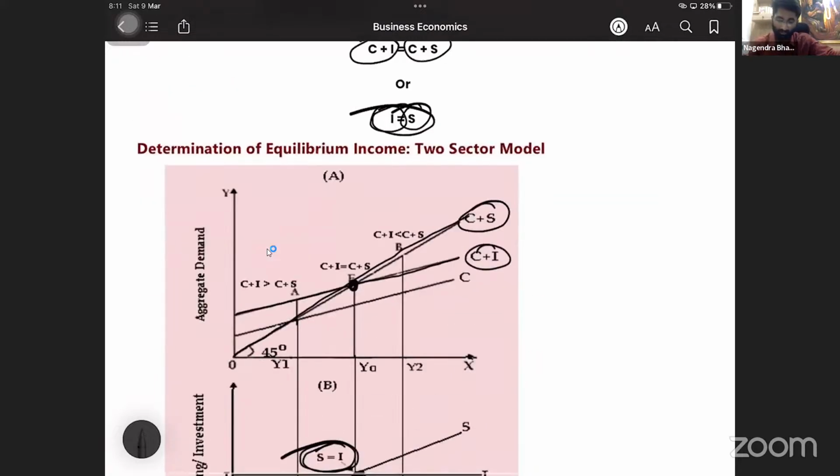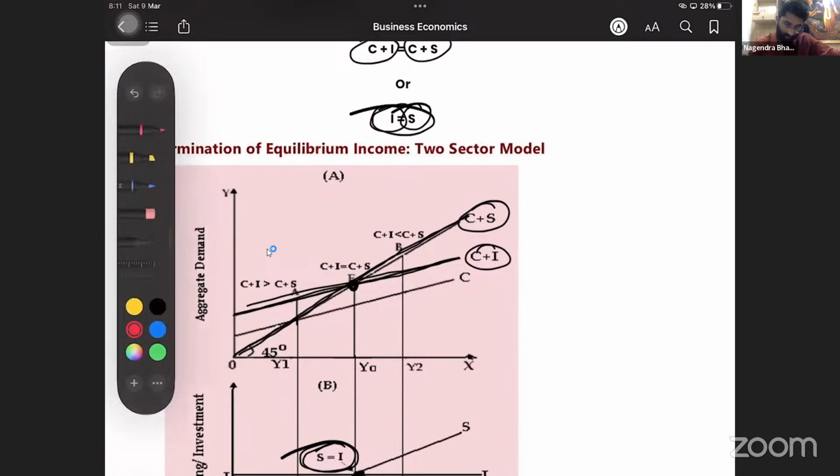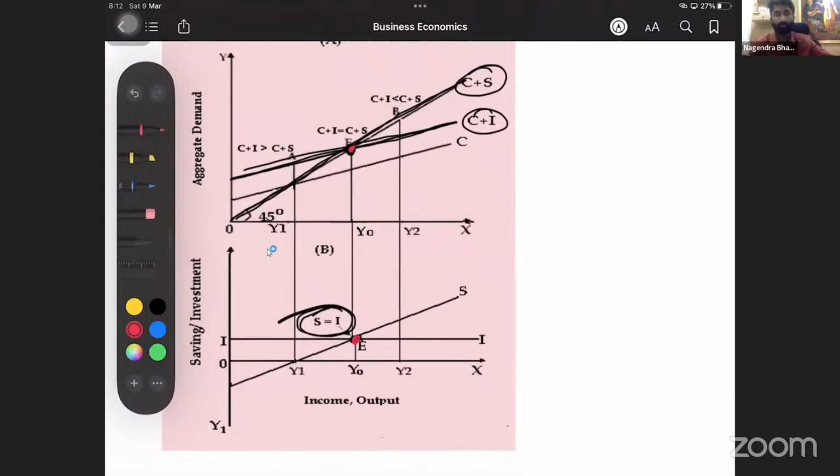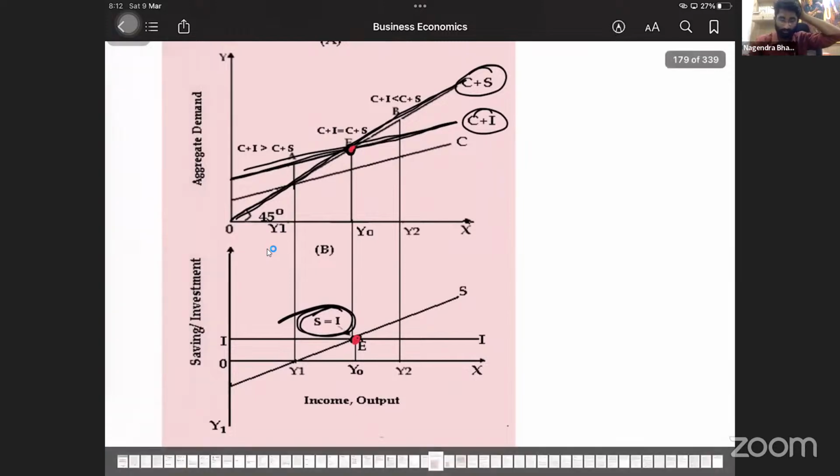So this is the two-sector model. Here, see what the income 45-degree line is. That is C plus S, the income line. And the demand line is this one, C plus I. So this is the equilibrium point. At the equilibrium point, I is equal to S. This will happen in the case of the two-sector model.